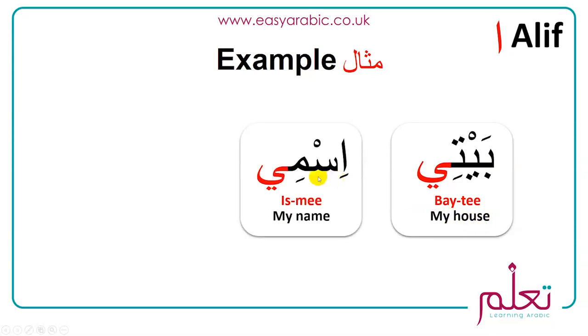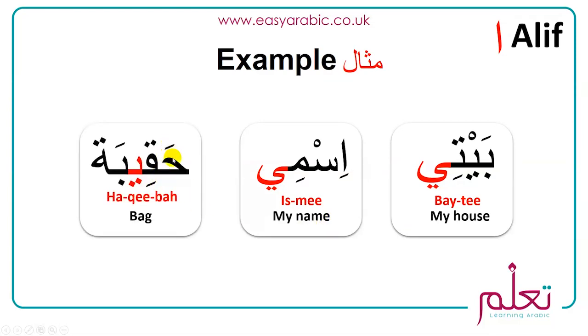Next one is ismi, my name. And finally we've got haqib. There's no ya at the end, so it's not "my". Here we've got the qaf and the ya: haqib, which is a bag.